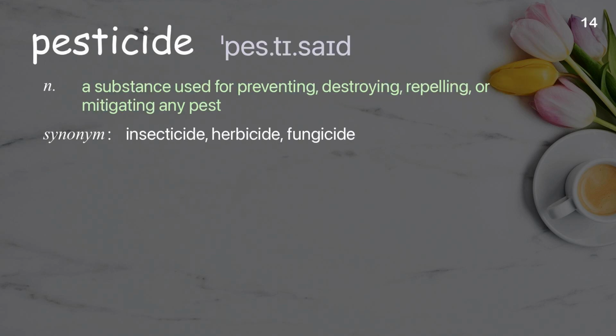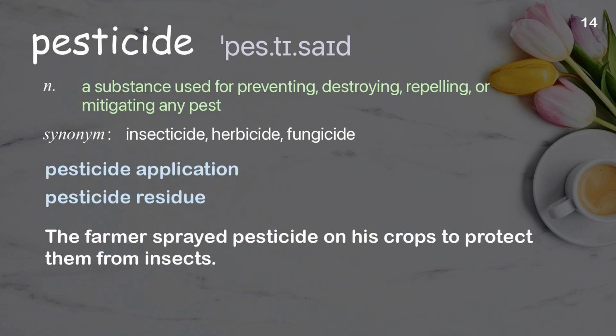Pesticide. A substance used for preventing, destroying, repelling, or mitigating any pest. Examples: Pesticide application. Pesticide residue. The farmer sprayed pesticide on his crops to protect them from insects.